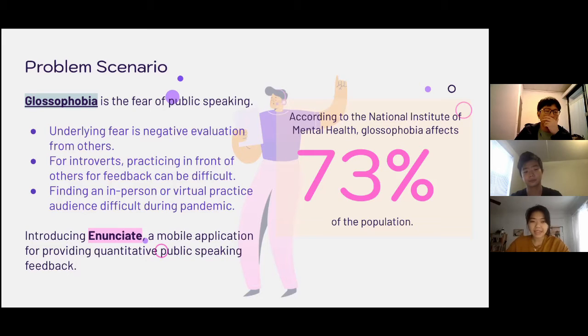In particular, in this pandemic setting, it's difficult to find in-person practice opportunities. And when we looked into virtual practicing tools, we couldn't really find many that were free and accessible to everyone. So we decided to build a mobile application that can provide quantitative public speaking feedback that we're calling Enunciate.